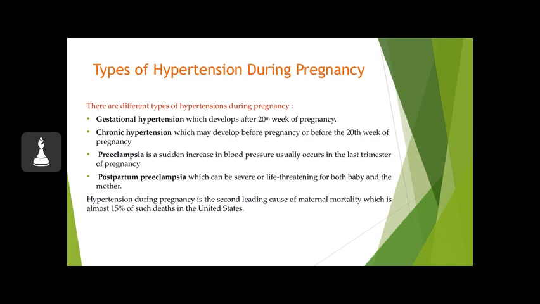There are different types of hypertension during pregnancy. Gestational hypertension develops after 20 weeks of pregnancy. Chronic hypertension develops before pregnancy or before 20 weeks of pregnancy. Preeclampsia is a sudden increase in blood pressure, usually occurring in the last trimester of pregnancy. Postpartum preeclampsia can be severe or life-threatening for both baby and mother. Hypertension during pregnancy is the second leading cause of maternal mortality, almost 15% of maternal deaths in the United States.